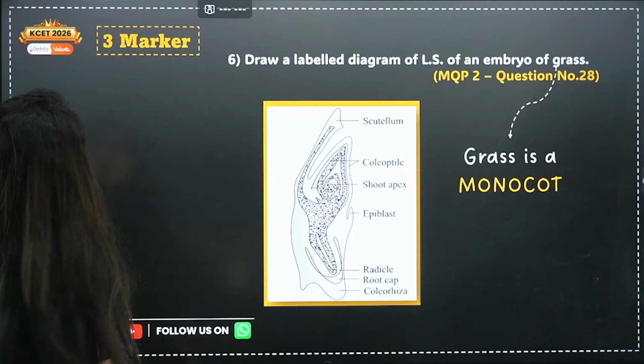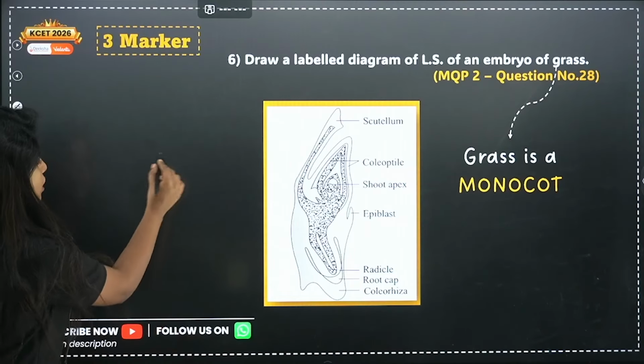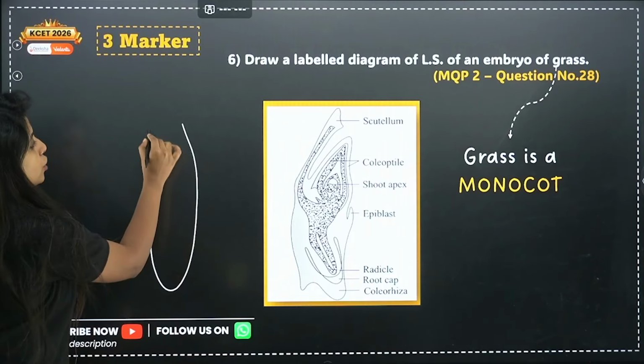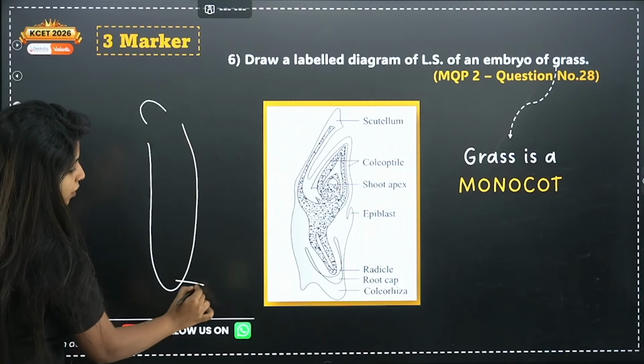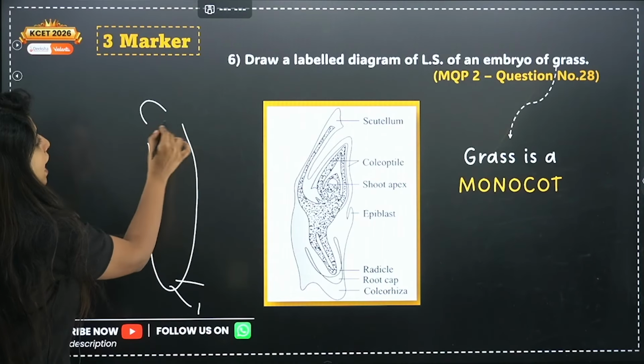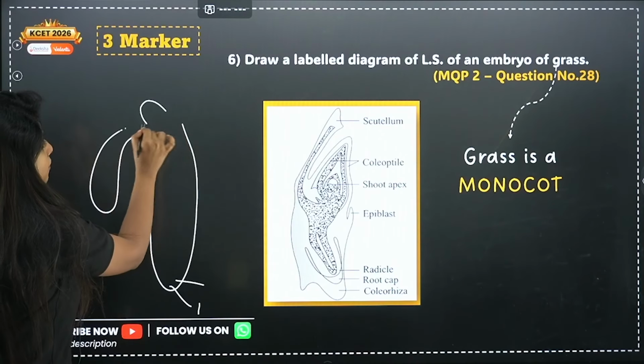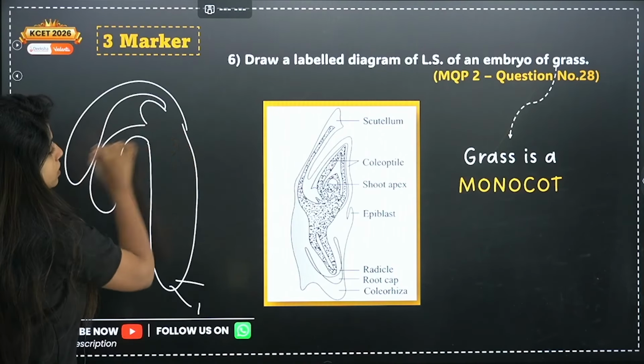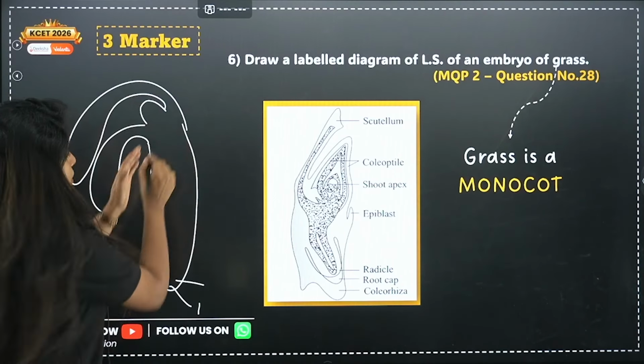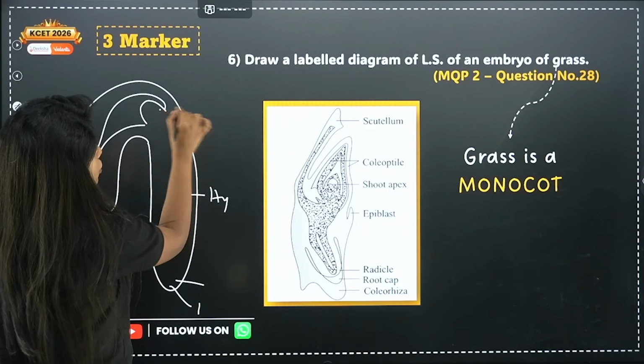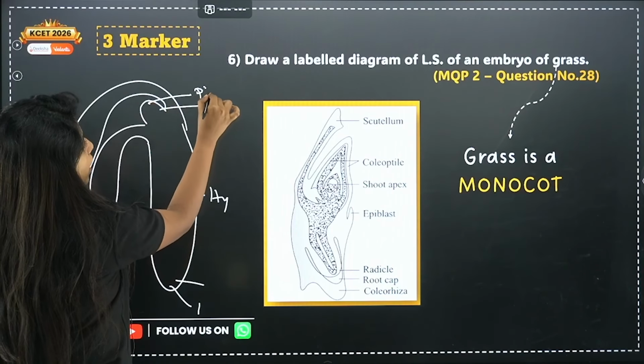If at all you are asked about the dicot embryo, please do not worry. Just make the diagram like this. This is going to be your plumule. This is going to be your radicle. This is going to be your root cap. And now from here, you need one cotyledon, which goes like this, and another cotyledon that goes like this. And your picture is complete. This region below is known as hypocotyl. This region is known as epicotyl. At the tip of it, you have plumule.